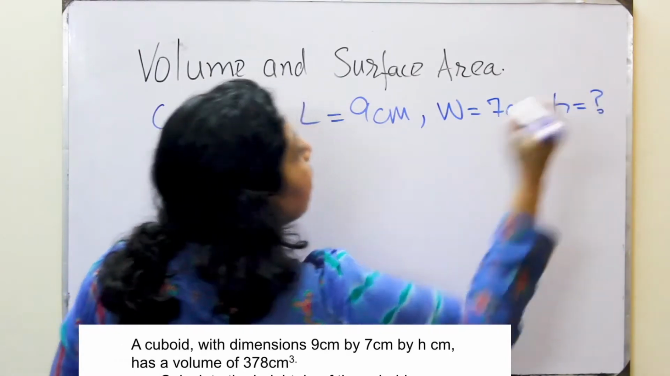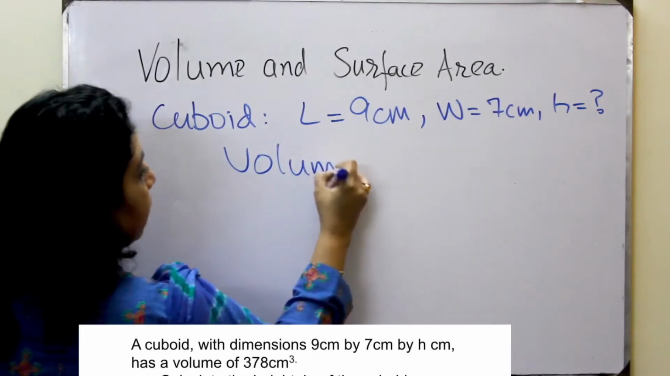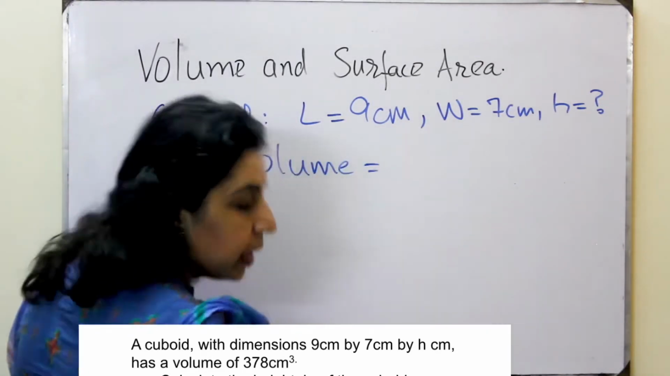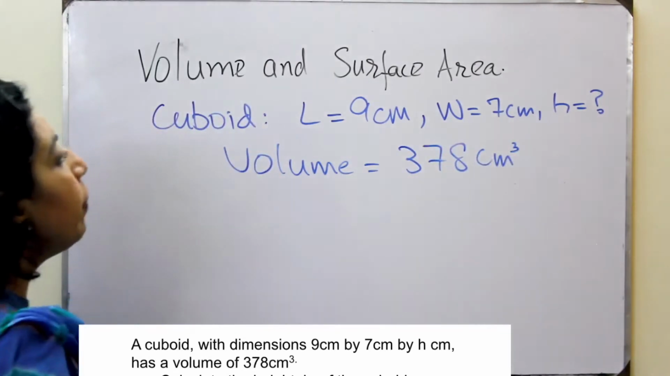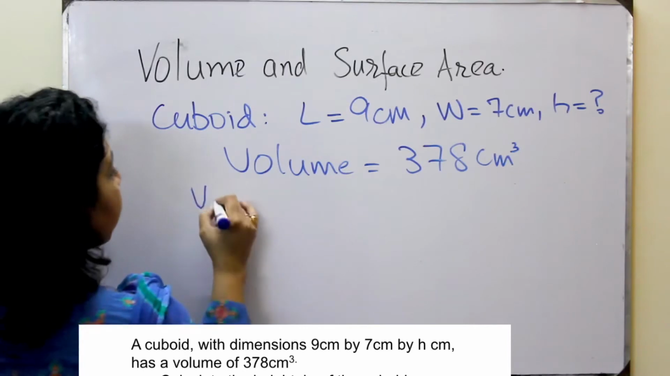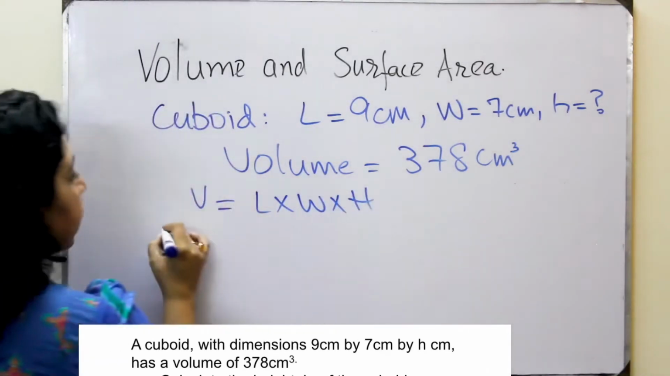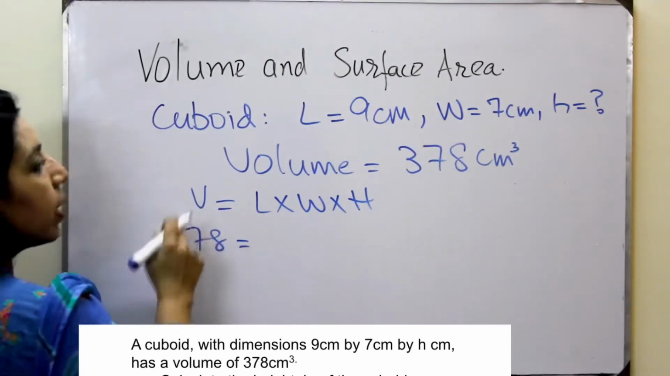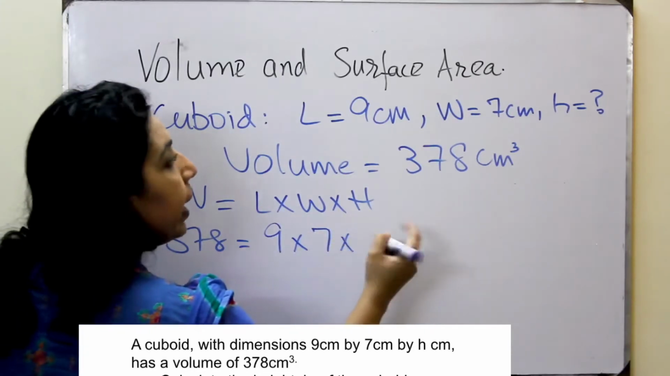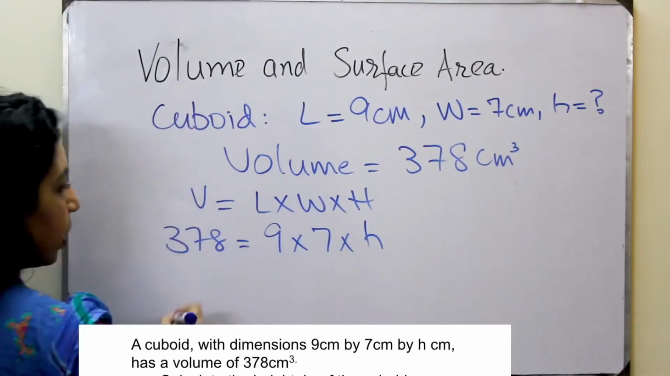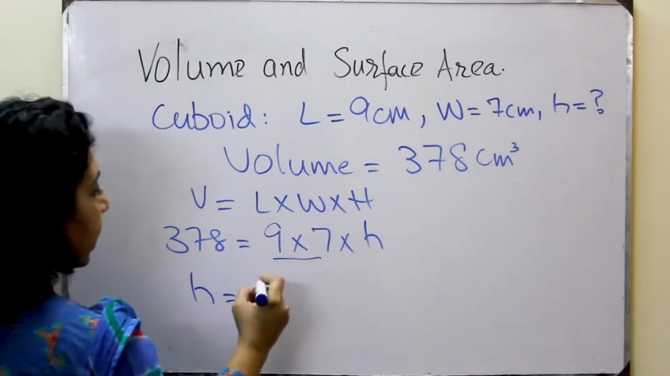The second question which I have: length is 9 centimeter, width is 7 centimeter and height is not given. So we take height as H, but we are given the volume. The value of volume is 378 centimeter cube. So we shall use the volume to find the height. The formula for volume is L cross W cross H. I have written 378 instead of volume, L is 9, W is 7 and H is small h. I shall multiply these two and divide 378 with 9 times 7.